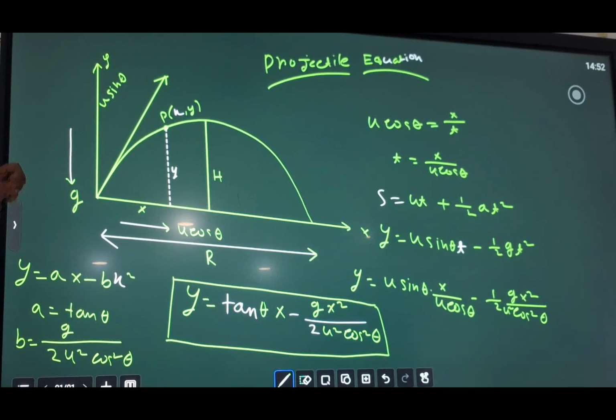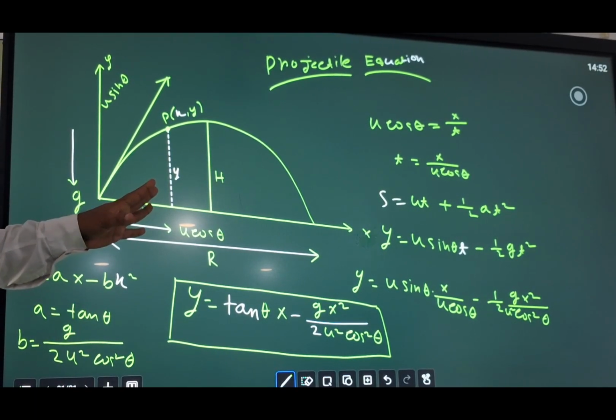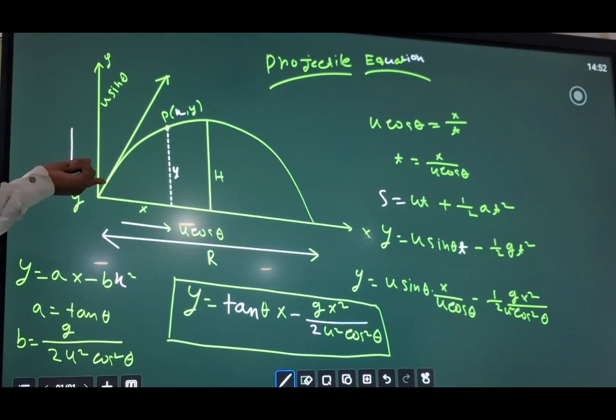In every exam, JEE Main and NEET, there is one question every year, each and every year. So next class we will discuss the numericals.